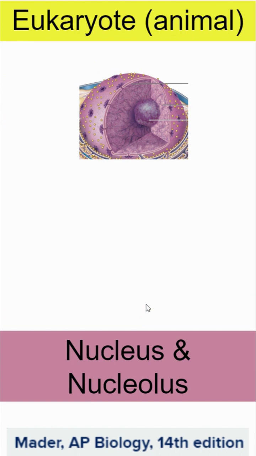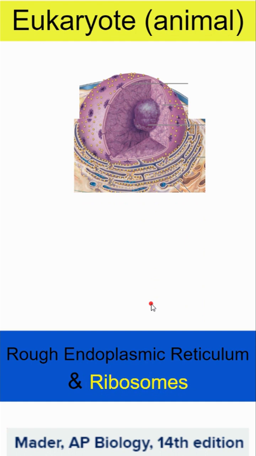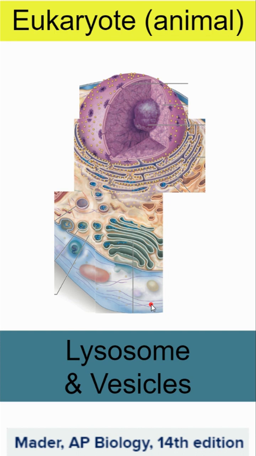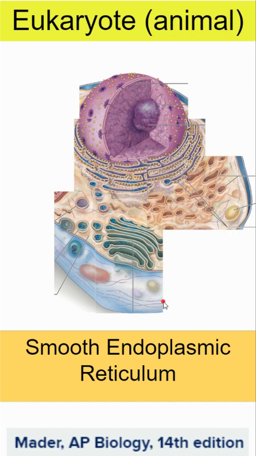The nucleolus synthesizes ribosomes. The rough endoplasmic reticulum and the ribosomes are where proteins are synthesized or made, and then they are processed in the Golgi complex, modified and directed towards targets. Lysosomes contain hydrolytic enzymes which recycle old organelles and also break down organic compounds that are taken into the cell. The smooth ER is going to detoxify drugs and synthesize lipids.